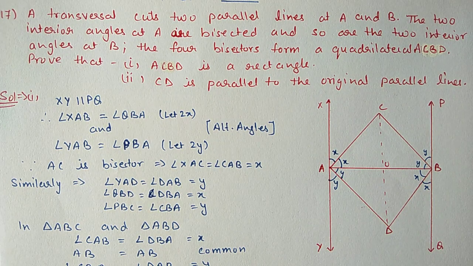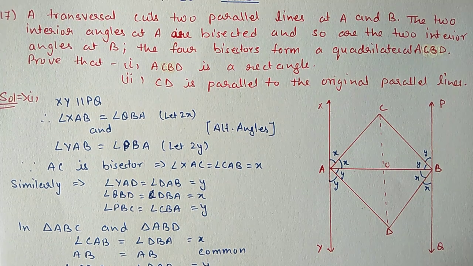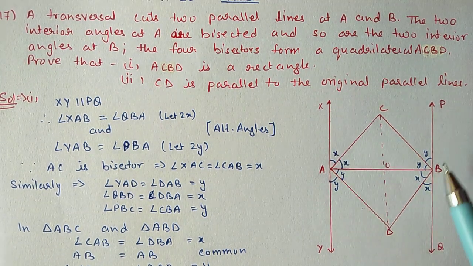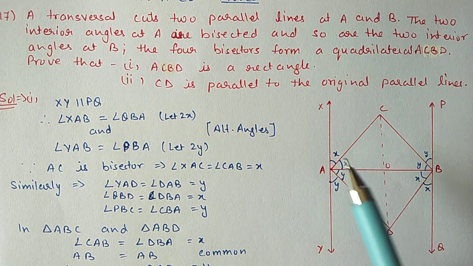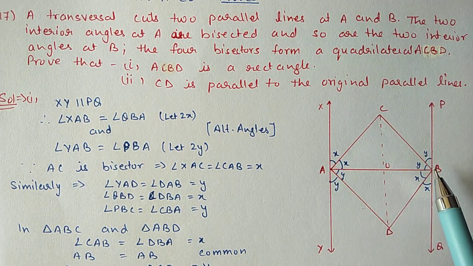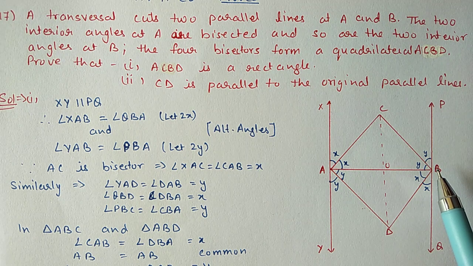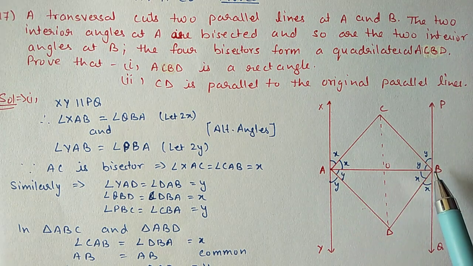So first of all, we will draw the figure. According to the question, XY and PQ are two parallel lines. A and B are two points on these two parallel lines. We have to join A to B.